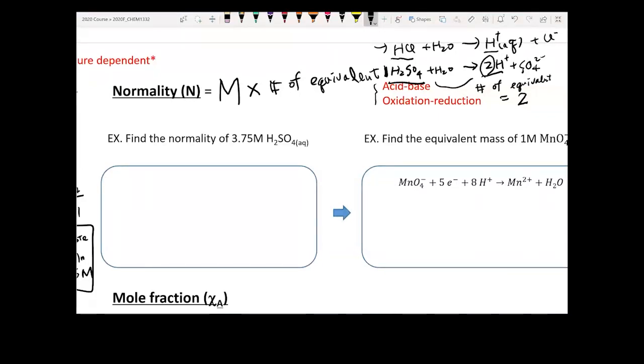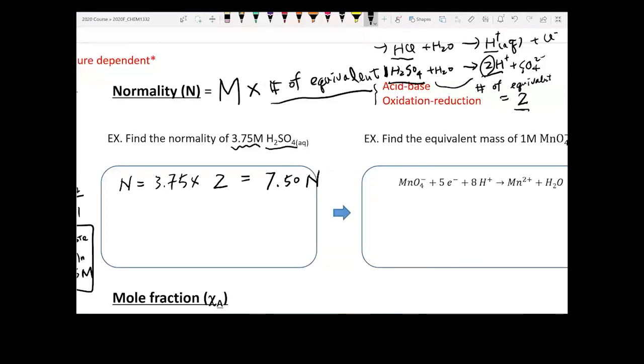So using this concept, you can solve this one very easily. We know the normality is just the molarity, which is 3.75, times the number of equivalents. In this case, for H2SO4, the number of equivalents is equal to 2, right? So simply multiply by 2, and the answer will be 7.50 N. So that's how you calculate the normality.